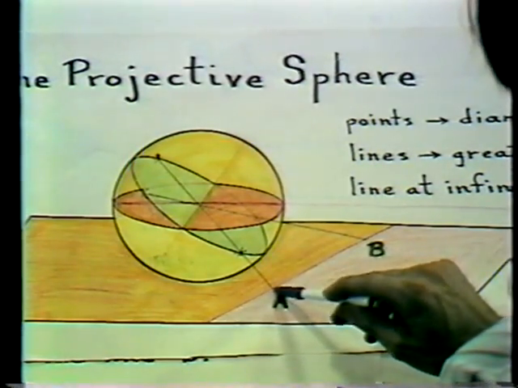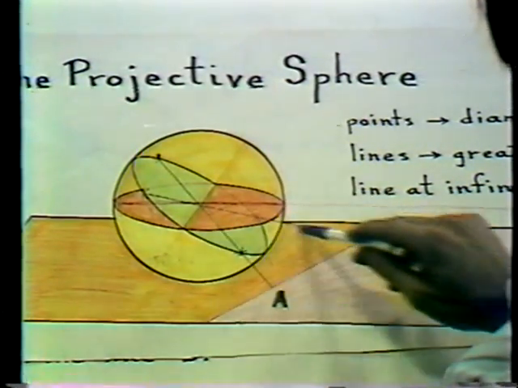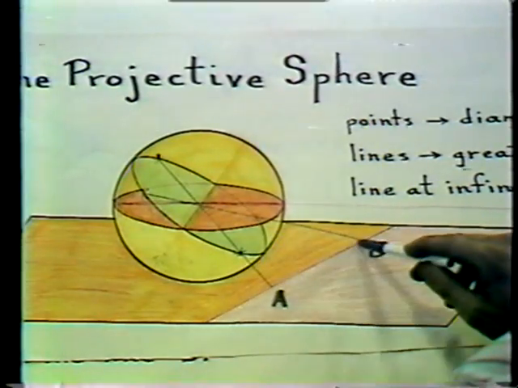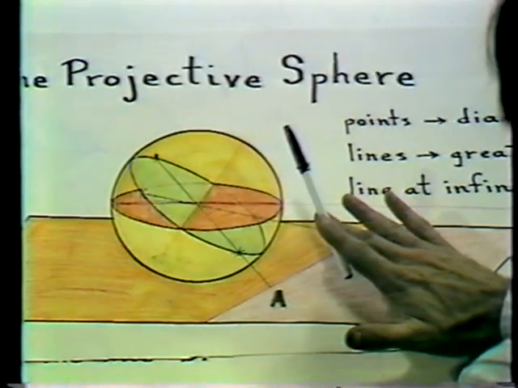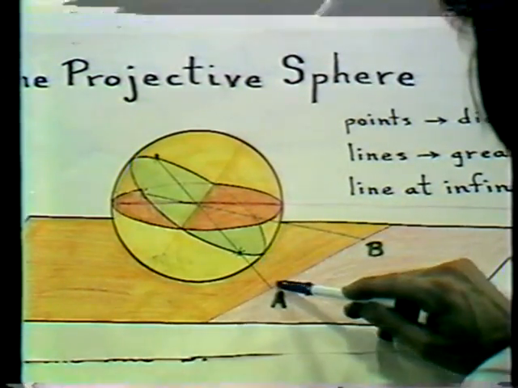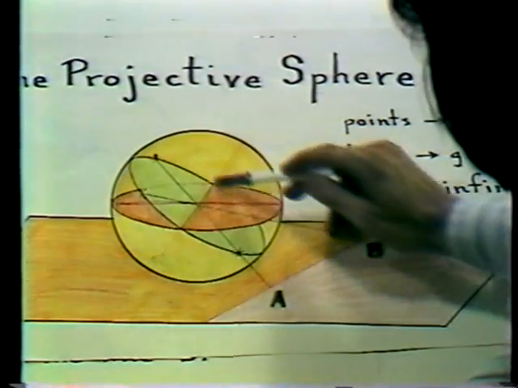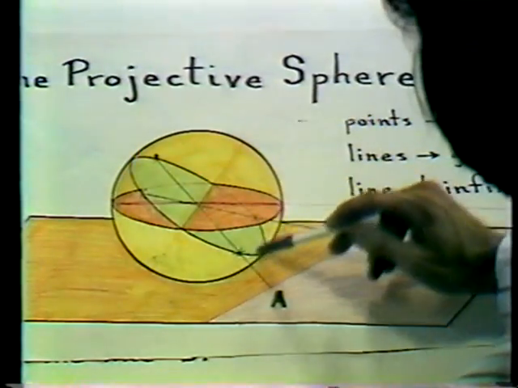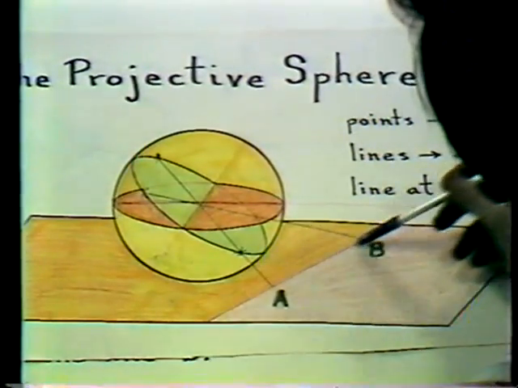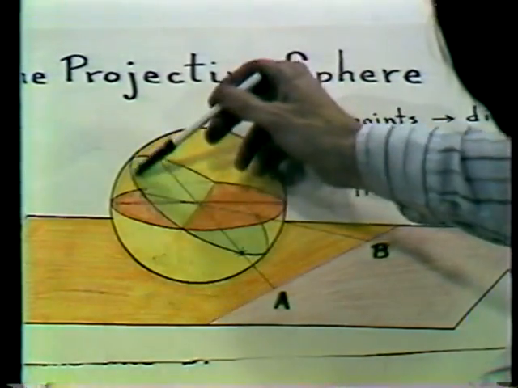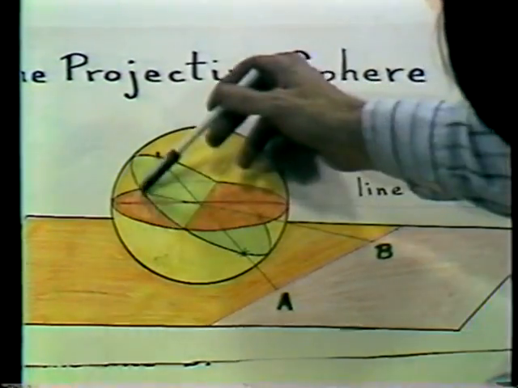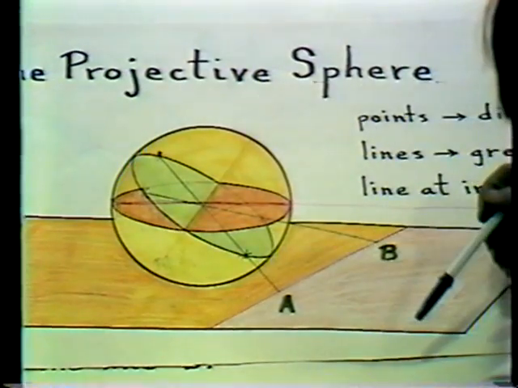If I join both of these points to the center of the sphere, this gives me a triangle. Well, a triangle is part of a plane, and a plane will slice the sphere in a circle which is called a great circle. So what we have is this straight line down here for joining A and B corresponds to the great circle which is defined by the two diameters given by those two points.